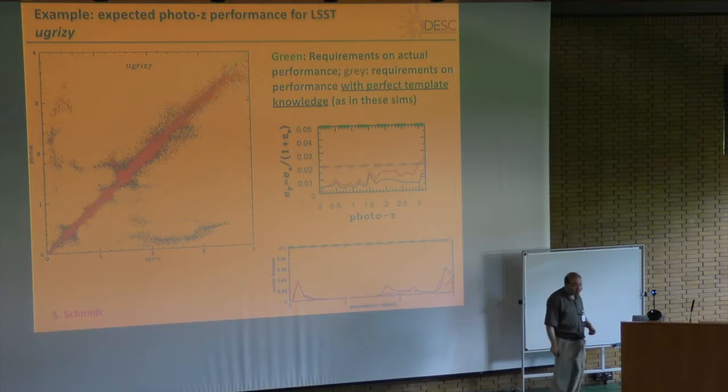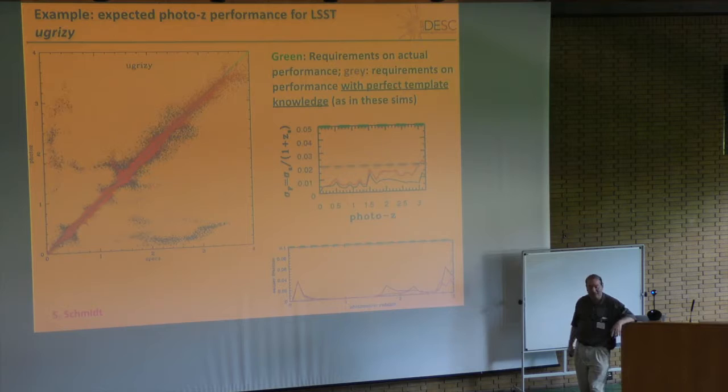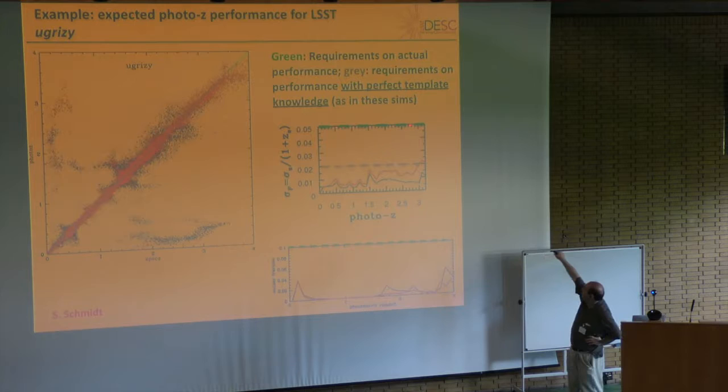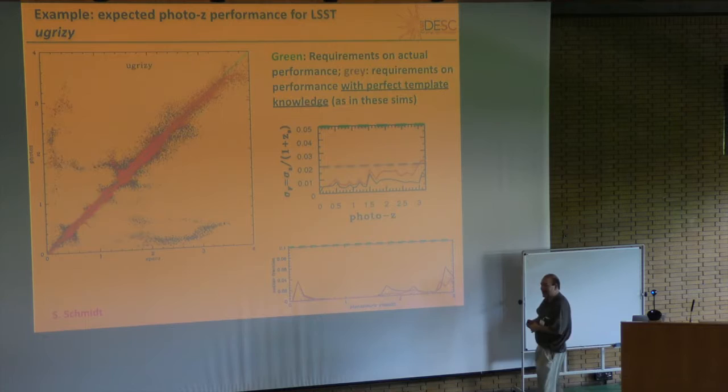This is a simulation. That's why we know the templates perfectly. So this is a simulation where the spectra are based on real data. But nonetheless, it's a finite set of templates. So if you look at the photo-Z performance, our requirement on the photo-Z performance for LSST is that 5% level. And again, that's driven by weak lensing. But that's a requirement on the performance without having perfect template knowledge.